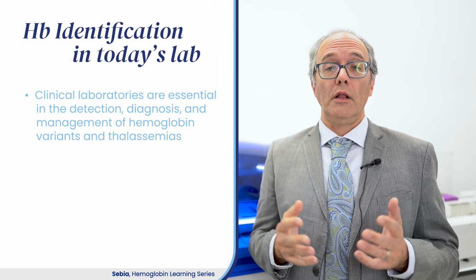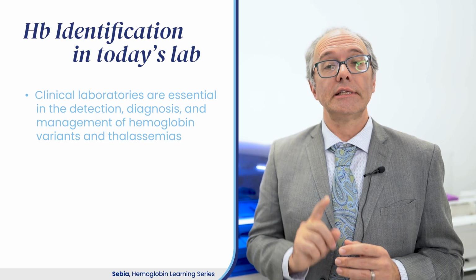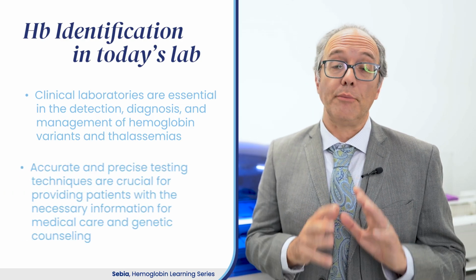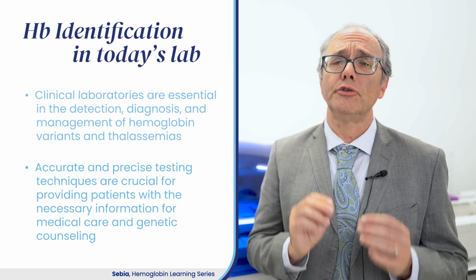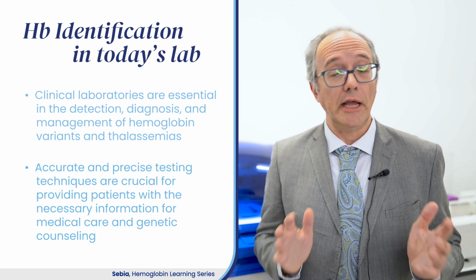While there are over 1,000 types of documented hemoglobinopathies, only a portion of them are known to have clinical significance, although the severity of that clinical impact may differ from patient to patient. Overall, clinical laboratories are essential in the detection, diagnosis, and management of hemoglobin variants in thalassemias. Accurate and precise testing techniques are crucial for providing patients with the necessary information for medical care and genetic counseling.